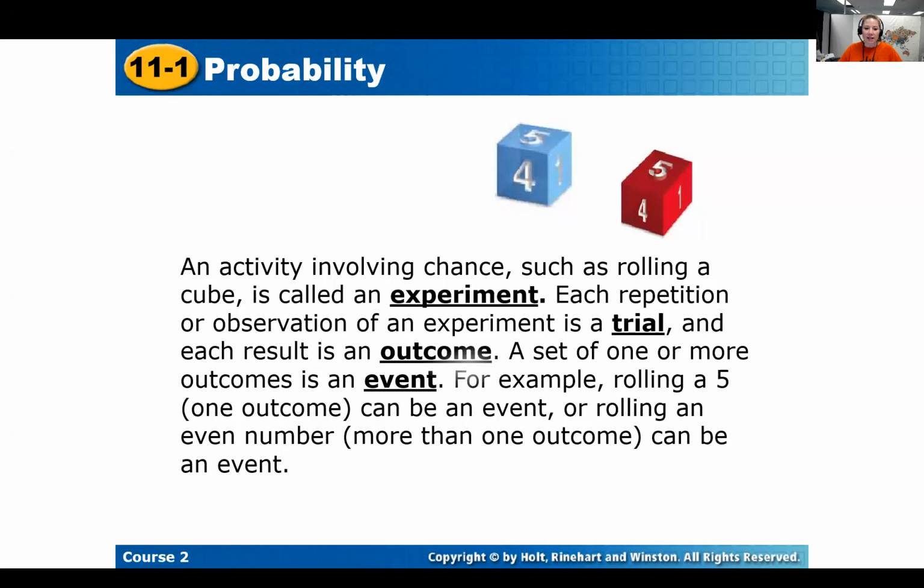An activity involving chance, such as rolling a cube, is called an experiment. When you actually do the activity yourself, it's called an experiment. Each repetition or observation of the experiment is a trial, and each result is an outcome. A set of one or more outcomes is an event. For example, rolling a 5, which is one outcome, can be an event, or rolling an even number, where there's more than one outcome on a number cube, can be an event.